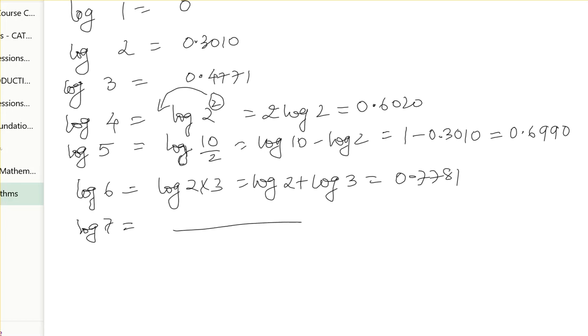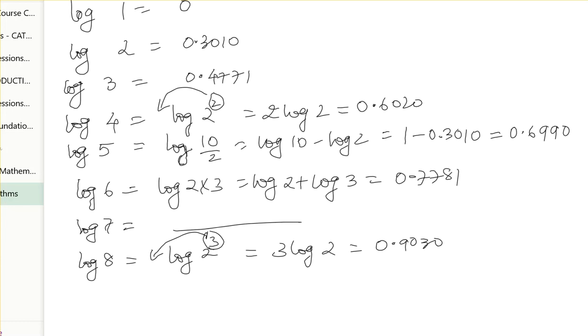It cannot be evaluated this way. It has to be obtained from either a table or a scientific calculator. Log 8 can be obtained. Log 8 is basically log 2 cube. The 3 comes here, so 3 log 2, it is 3 into 0.3010, that is 0.9030.